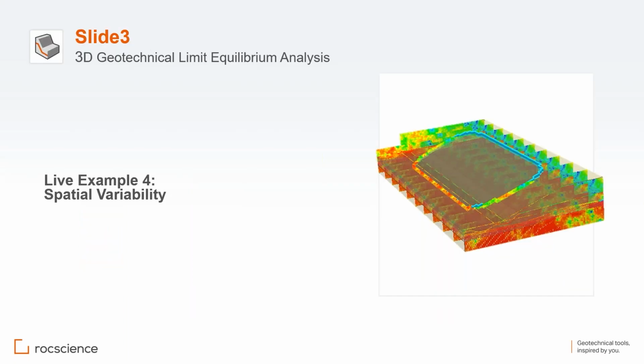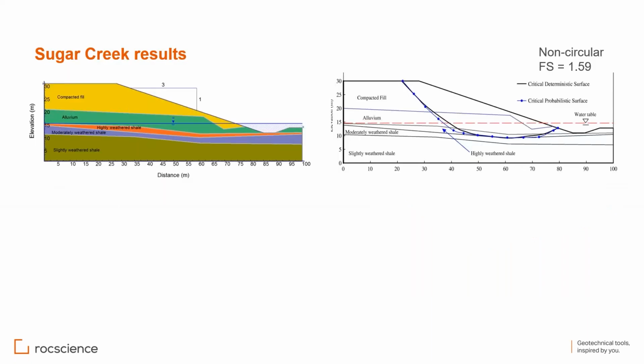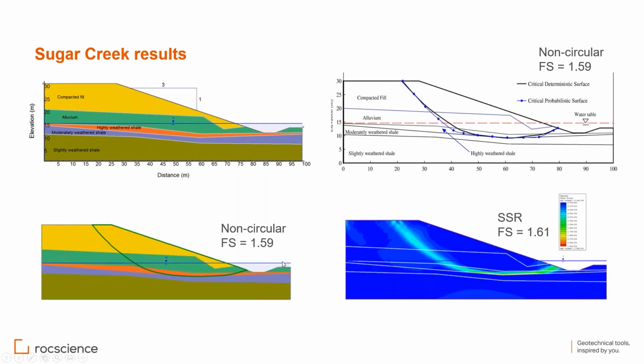Okay, let's look at our last example, which is a bonus example for the spatial option. Let's see what we have here. So this is a Sugar Creek embankment example. Basically, in the deterministic analysis, we compare the results with the results of literature. So we use non-circular search methods and we got the factor of safety of 1.59, and we did the shear strength reduction method in RS2 software, and we got the factor of safety of 1.6. So they are equivalent at the same failure surface.